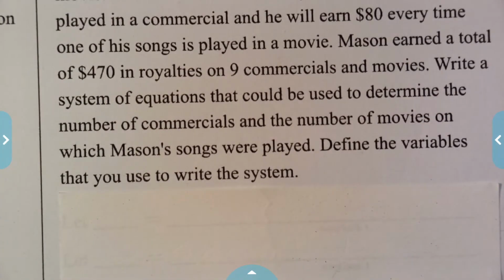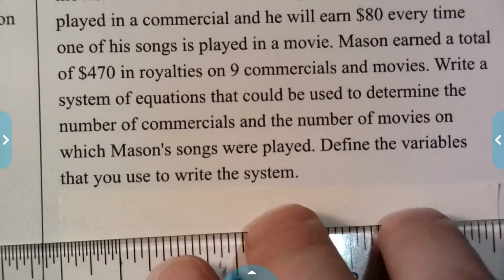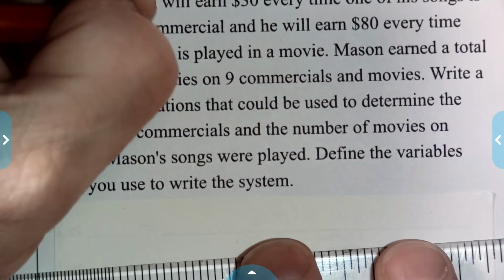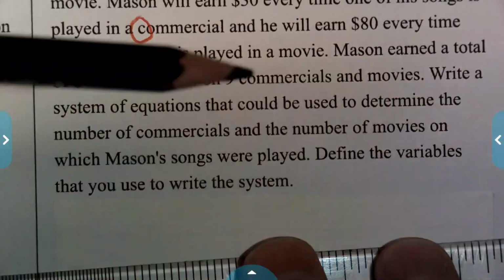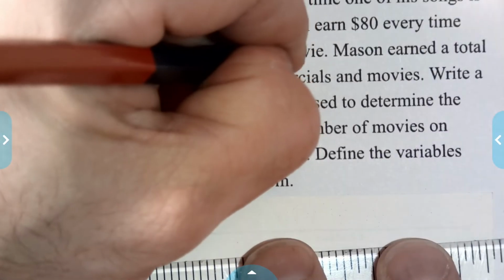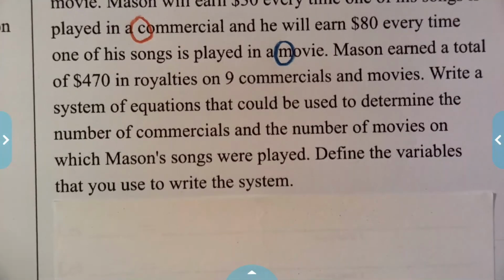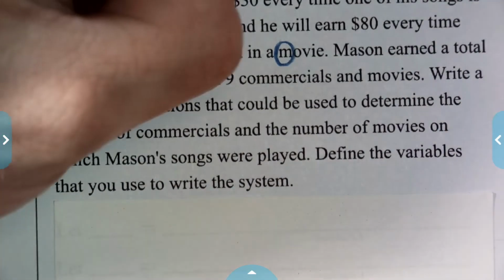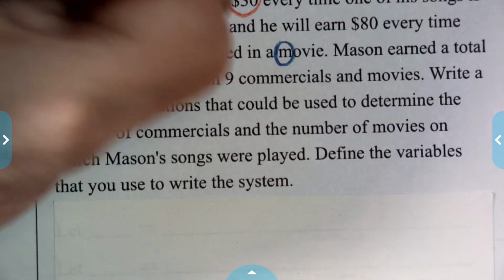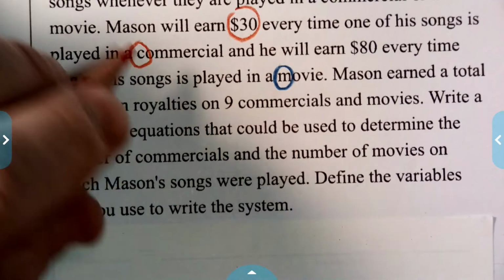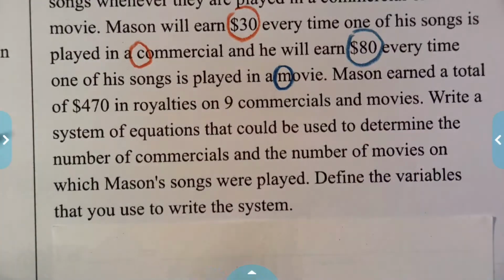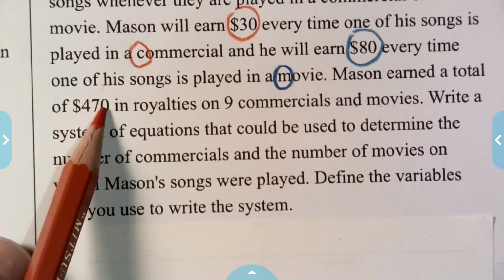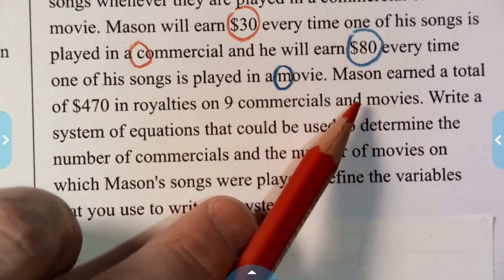All right, so Mason, blah, blah, blah. Okay, what are our variables? One of them is the commercial, and then one of them is the movie. Okay? So it says here he earns 30 per commercial and 80 per movie. It also says he earns a total of 470 on 9 commercials and movies.